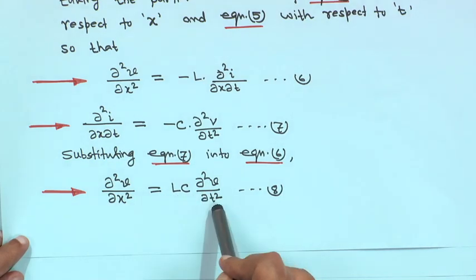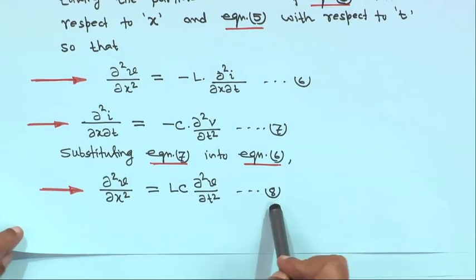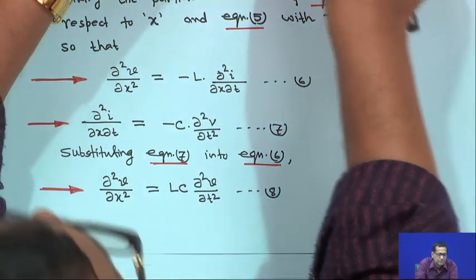We will come back. So, del square V del x square is equal to L C del square V del t square, this is equation 8. Similarly, you will do it, I will not do it for you; I have done it for you here only.